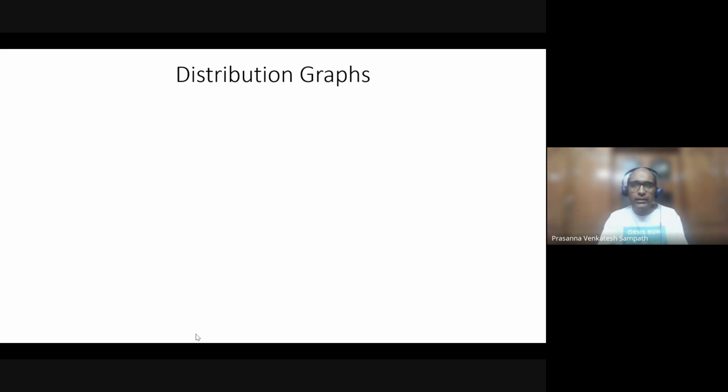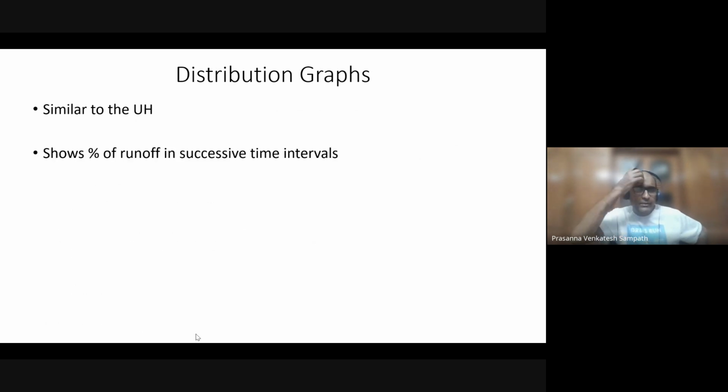we'll just quickly talk about another form of representing the unit hydrograph, which is called the distribution graph. Okay, it's very similar to the graph, and in fact, instead of giving you the runoff rates, what you get is not the rate of runoff, but the percentage of runoff in successive time intervals, right?